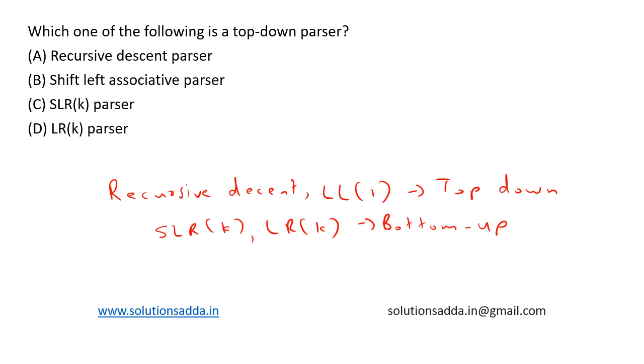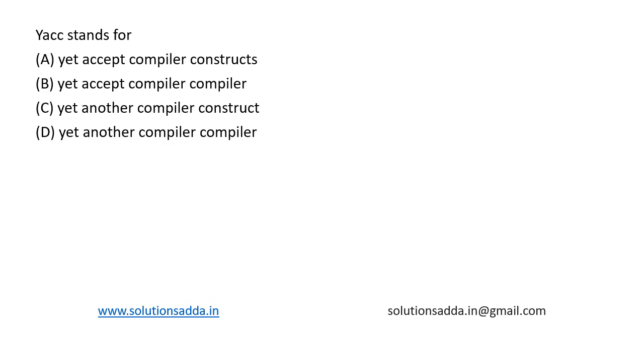So the question asked here is, which is an example of top-down parser? So option A, recursive descent parser, is an example of top-down parser. It is the right answer. This is a question from compiler design. YACC stands for, and four options are given. YACC is a standard parser generator for the Unix operating system. It is used as a parser in the C programming language, and it stands for yet another compiler compiler. So based on the options, option D is the right answer.